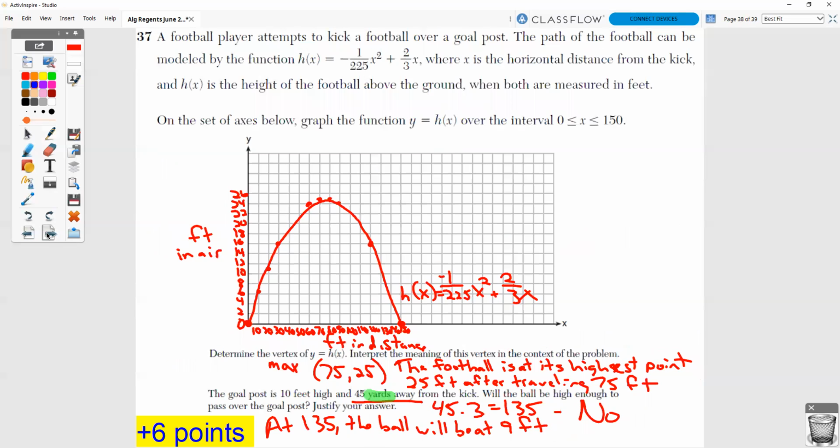And now we get to the last question, the 6-point question. A football player kicks a ball. It's modeled by this equation, where x is the horizontal distance from the kick, so how many feet it was kicked. The y value is h of x. That is the height of the football above the ground measured in feet. So it's feet in the air.